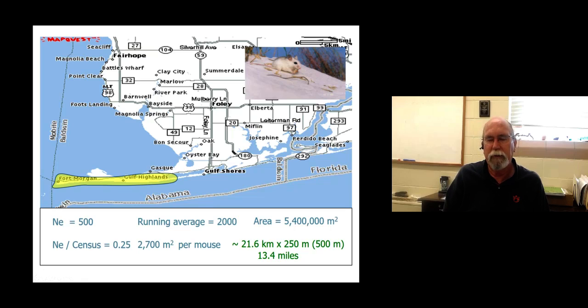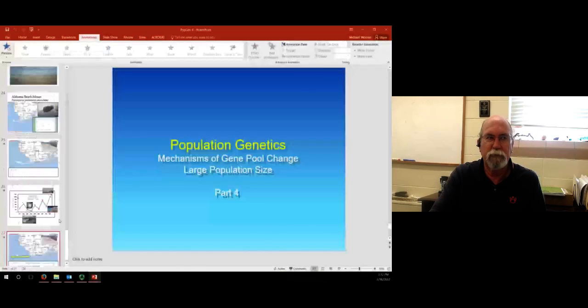All right, so now we've done that. Now we want to come back in the next little lecture and talk about, okay, large is fine. Now what if they're not randomly mating? What does that do to us? Okay, that's the next issue that we want to deal with.